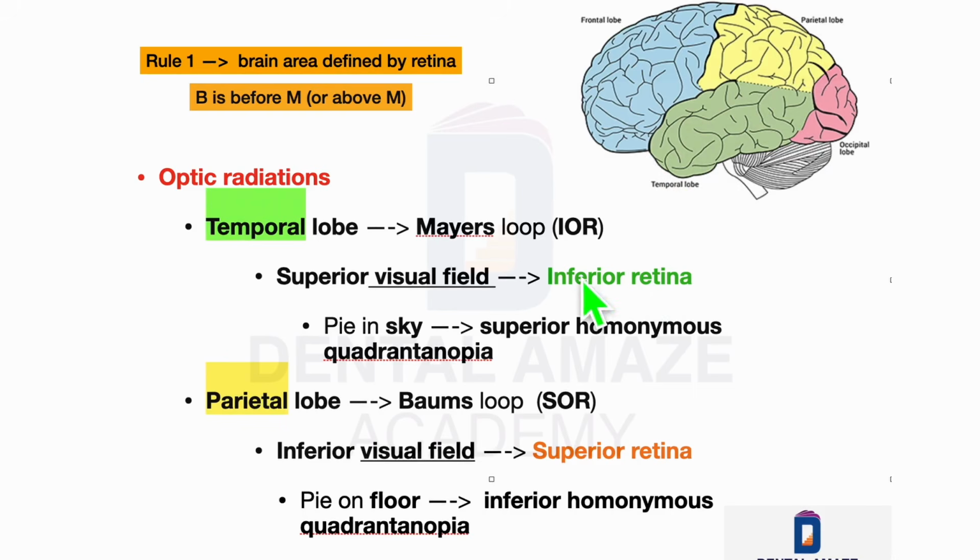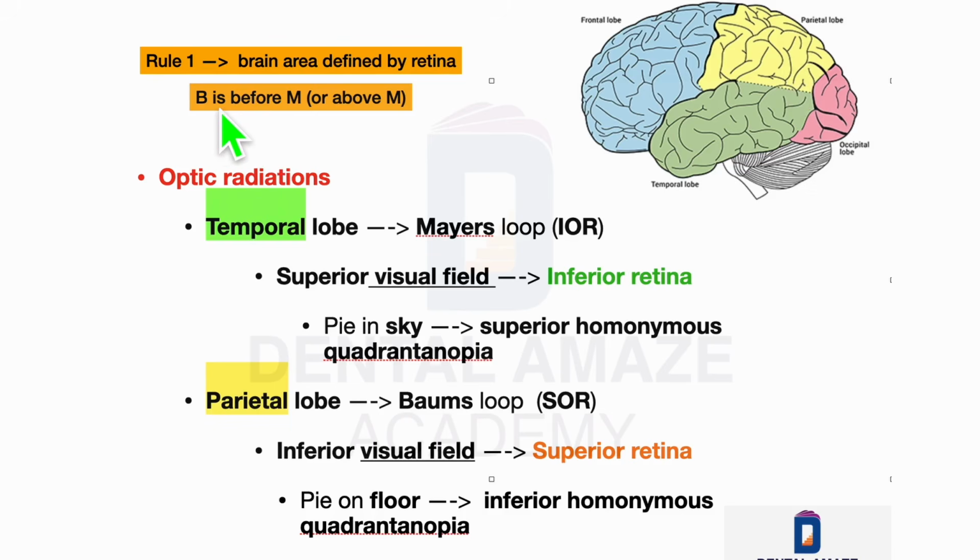Temporal lobe is connected with your inferior retina, parietal lobe is connected with your superior retina. Rule number 1: brain area is defined by retina. Forget about the visual field, inferior retina goes on to your temporal lobe. Remember this, don't complicate yourself. Inferior retina goes into your temporal lobe. Vision from your superior retina goes into your parietal lobe.